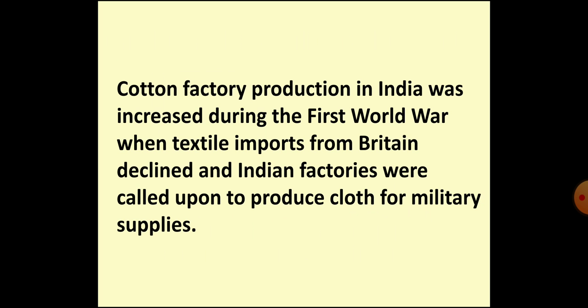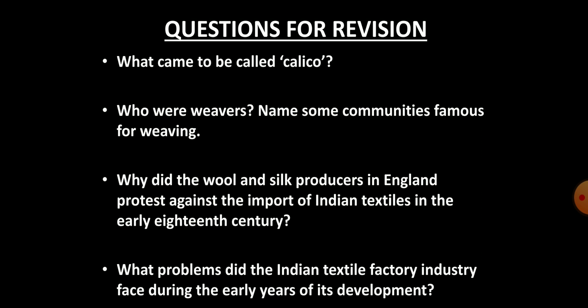That's it for this video. Now there are some questions for you to revise the topic. First question is, what came to be called calico? Second question, who were weavers? Name some communities famous for weaving. Third question, why did the wool and silk producers in England protest against the import of Indian textiles in the early 18th century? Fourth question, what problems did the Indian textile factory industry face during the early years of its development?